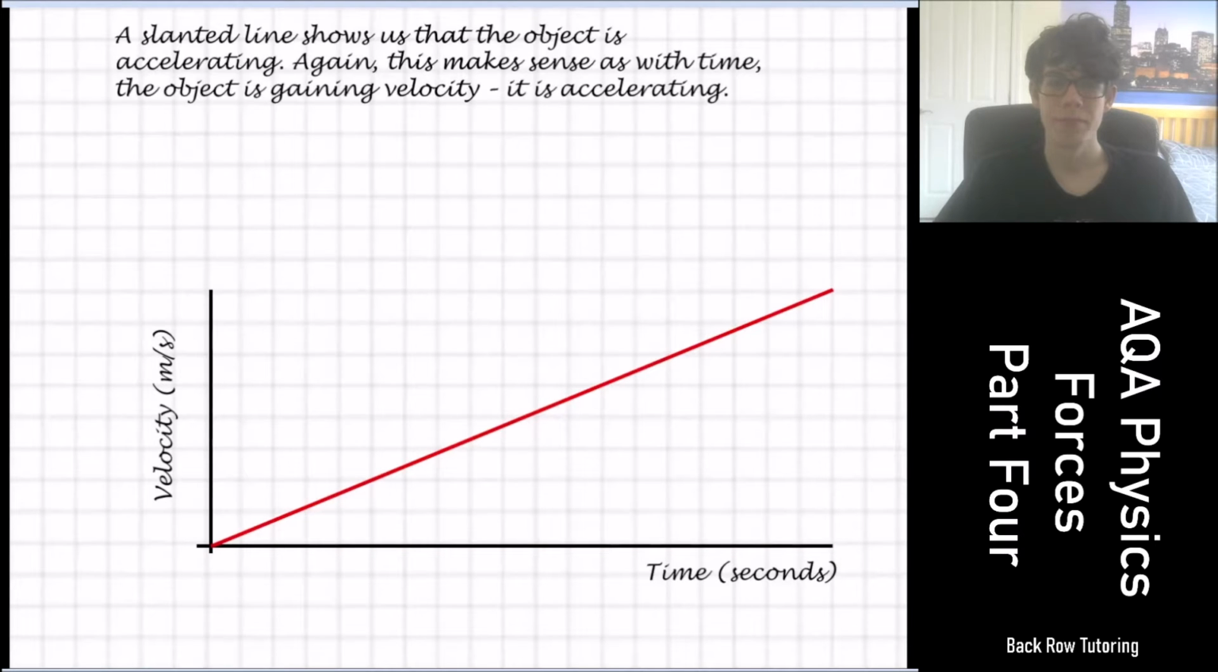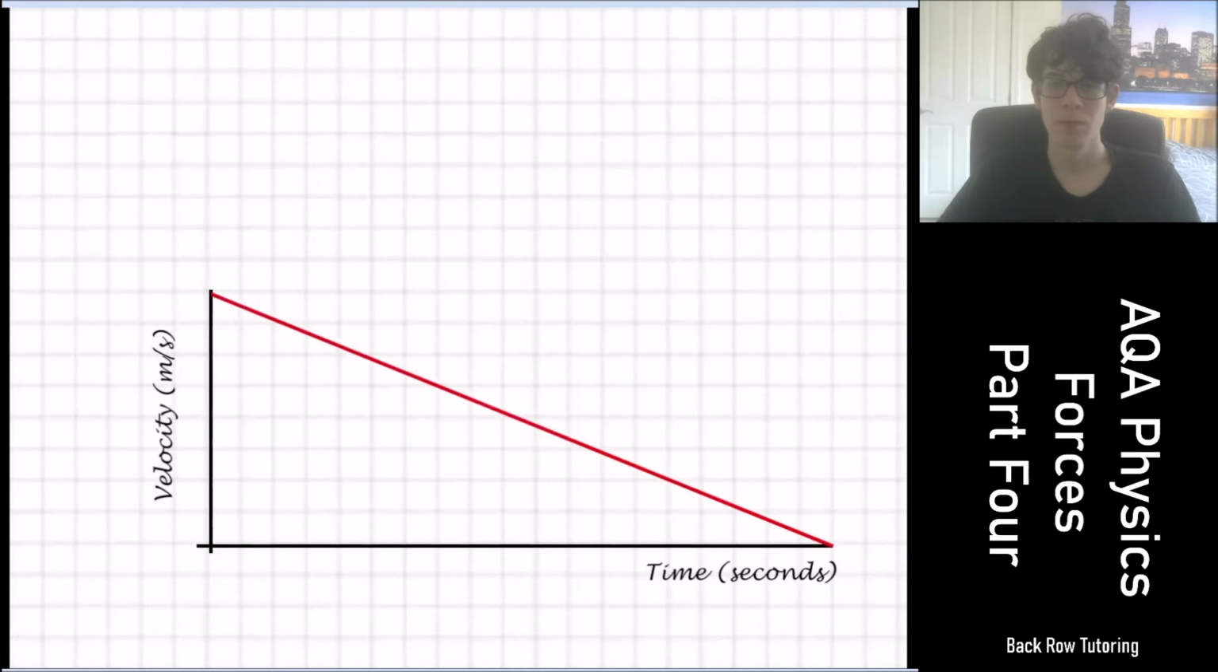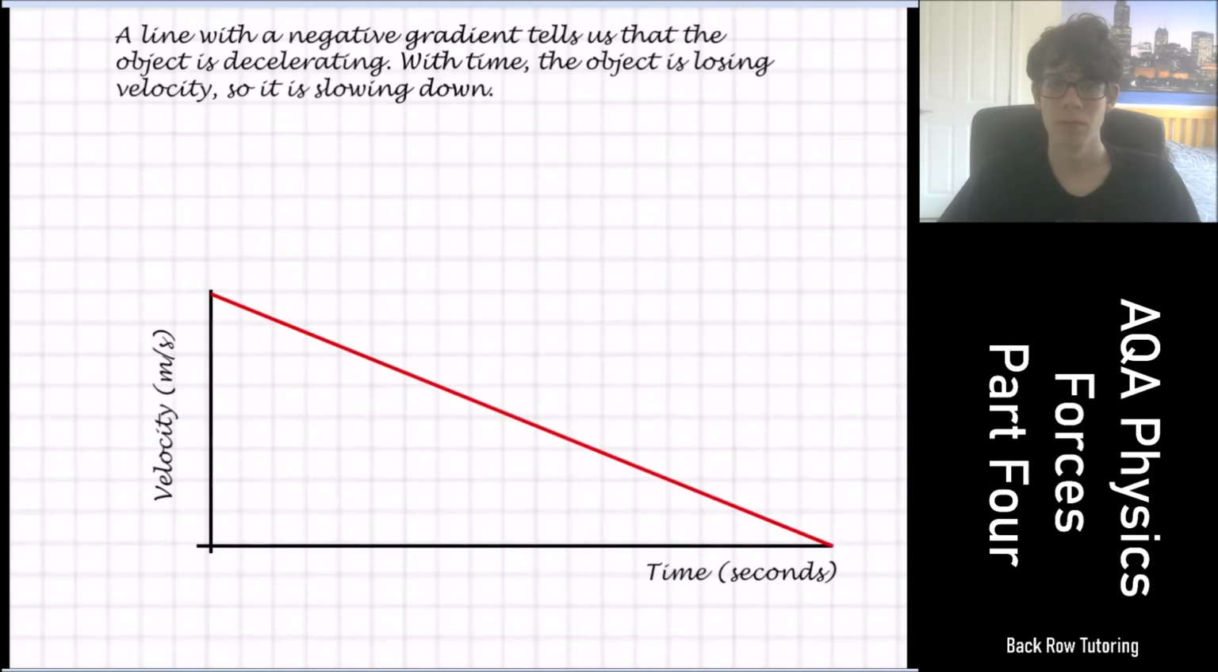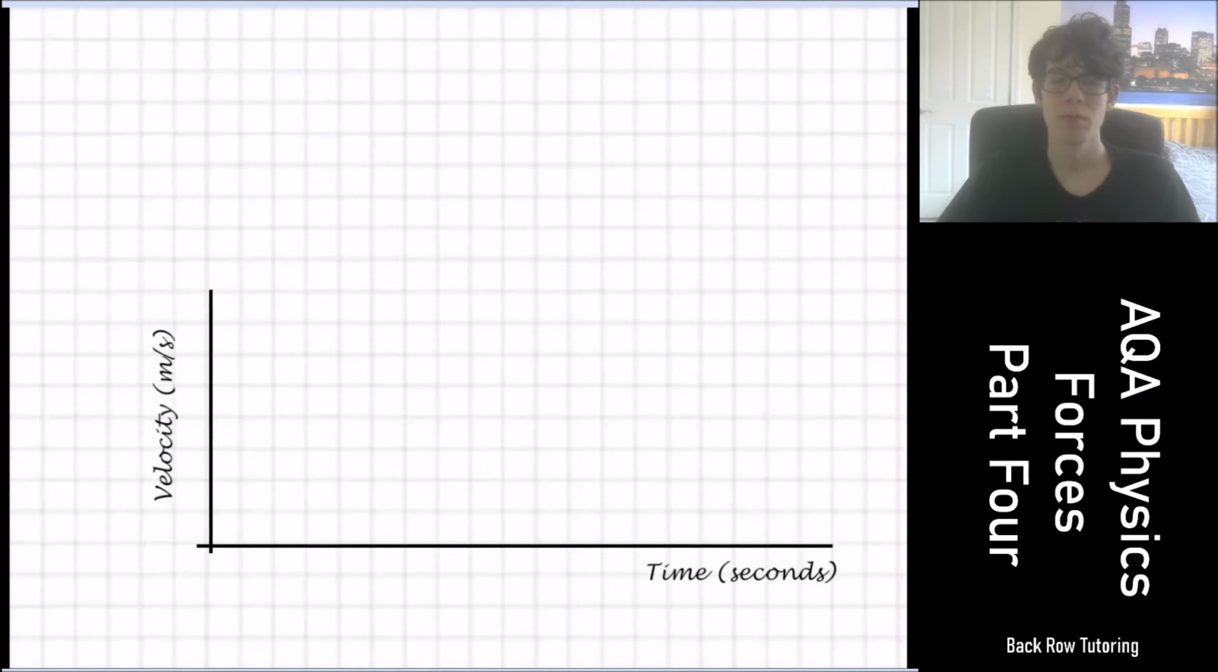A slanted line shows us that the object is accelerating. Again, this makes sense as with time the object is gaining velocity. It is accelerating. A line with a negative gradient tells us that the object is decelerating. With time, the object is losing velocity, so it is slowing down.